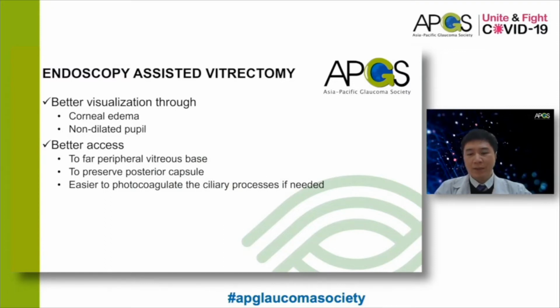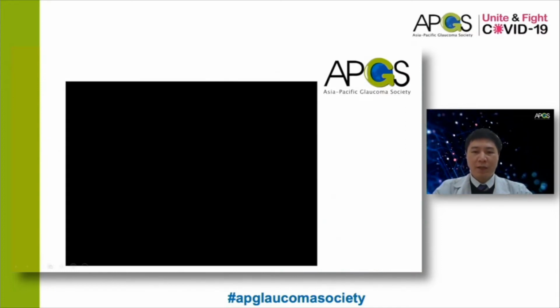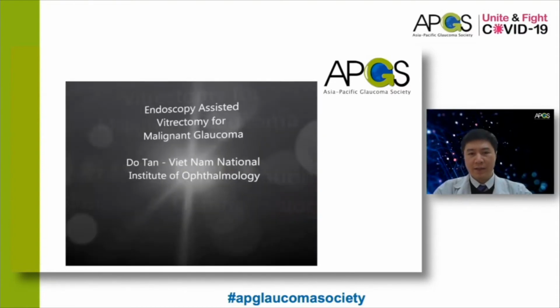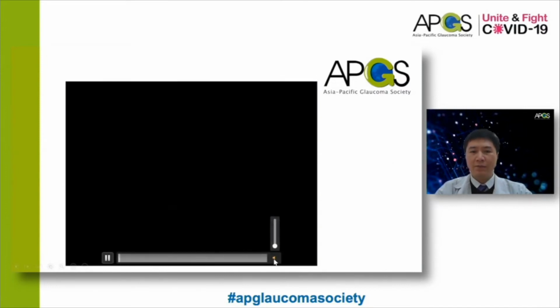Because normally around the world we do vitrectomy with a wide-angle viewing system, but with endoscopy-assisted vitrectomy you can have better visualization through corneal edema and through a non-dilated pupil, which are very common problems in malignant glaucoma eyes. Also, with endoscopy, you can get better access to the far peripheral vitreous space and preserve the posterior capsule easily, and it is also easier for the surgeon to photocoagulate the ciliary processes if needed to control the IOP after the manipulation.